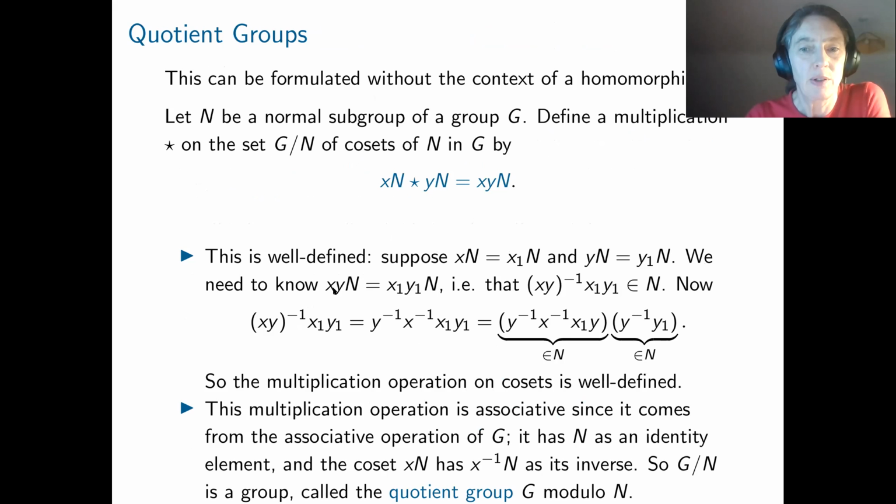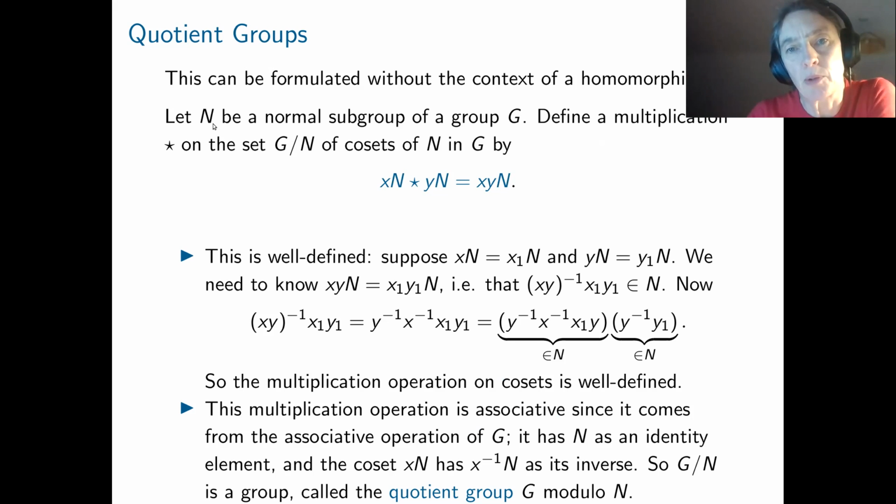Okay, so quotient groups. When you have a homomorphism from a group G to a group H, you've got this normal subgroup, which is the kernel. The quotient group of G modulo the kernel is essentially a copy of the image, where the elements correspond to cosets of the normal subgroup in the entire domain group. When you don't have a homomorphism in mind, but you just have a group G and a normal subgroup N, this is how it goes.